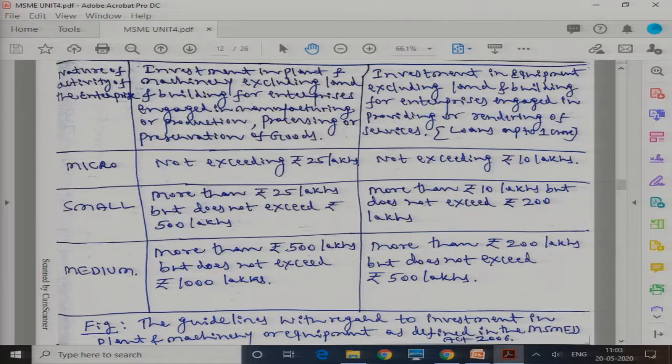We will continue, and before we take up the remaining portion of this unit, I am just going back to the first point, which is the definition of micro, small and medium enterprises. The definition comprises 2 different definitions for the same enterprise. If it is a manufacturing unit, the definition has a different level. If it is a service sector based enterprise, then the definition has a different meaning.